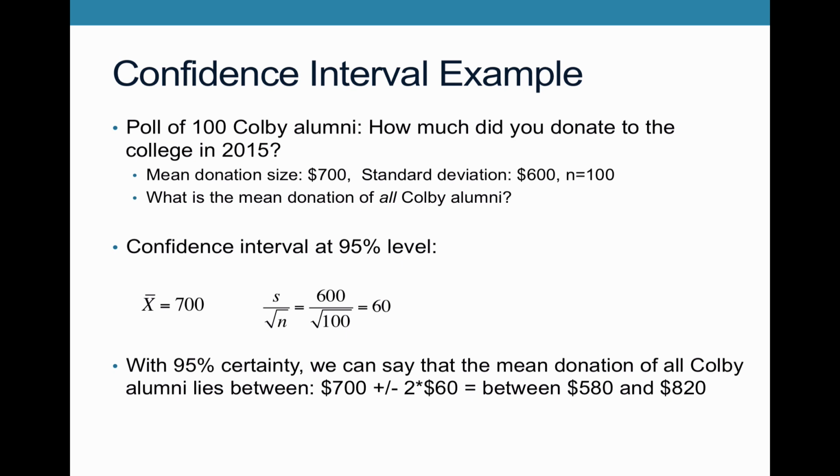So with 95% certainty, we can say that the mean donation of all Colby alumni lies between 700, that's X bar, plus or minus 2 times the standard error, or 60. So that means we're able to say that it is between $580 and $820.